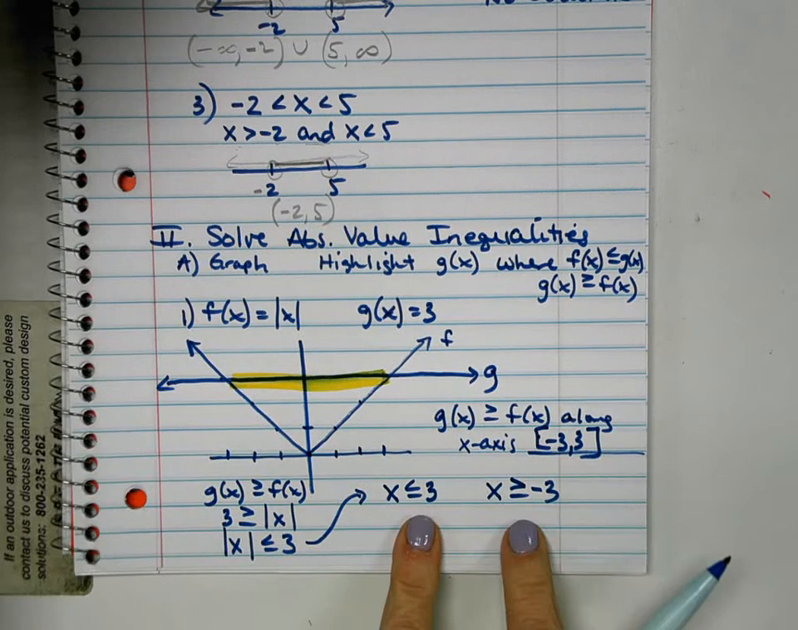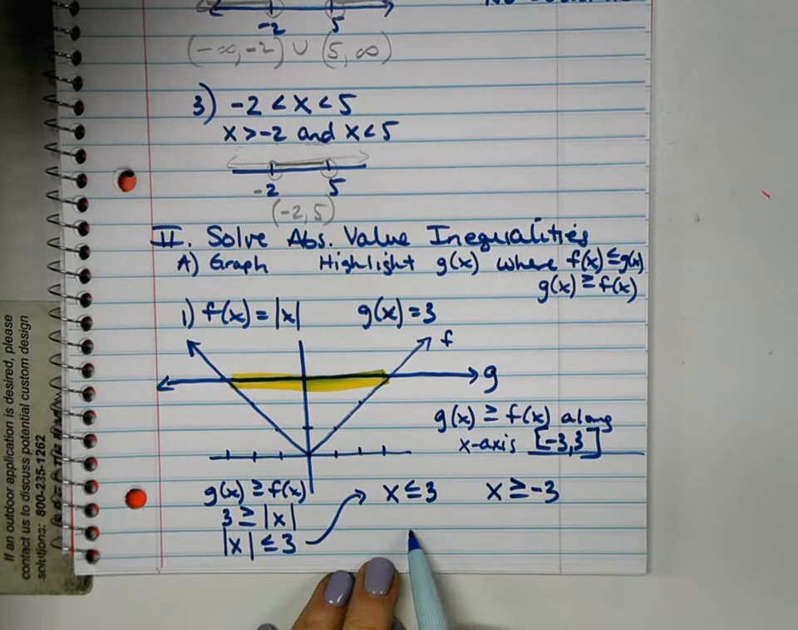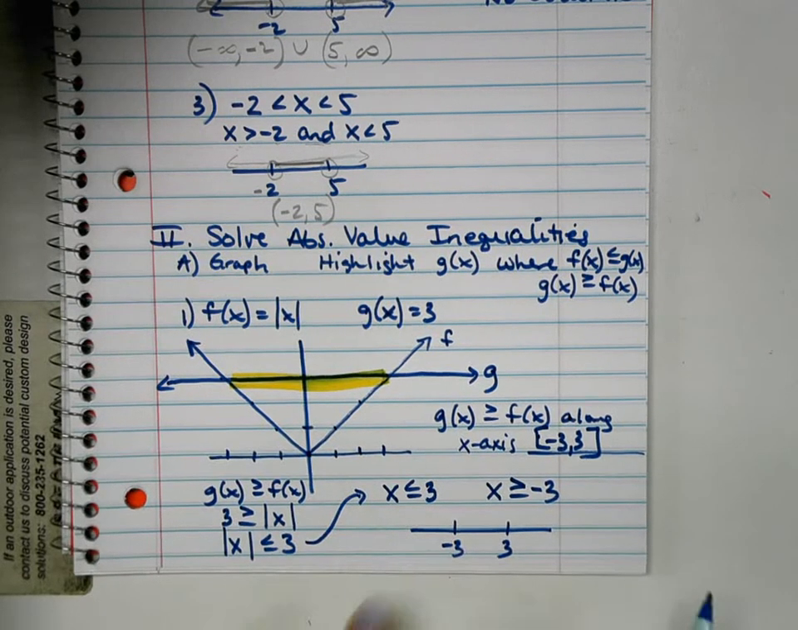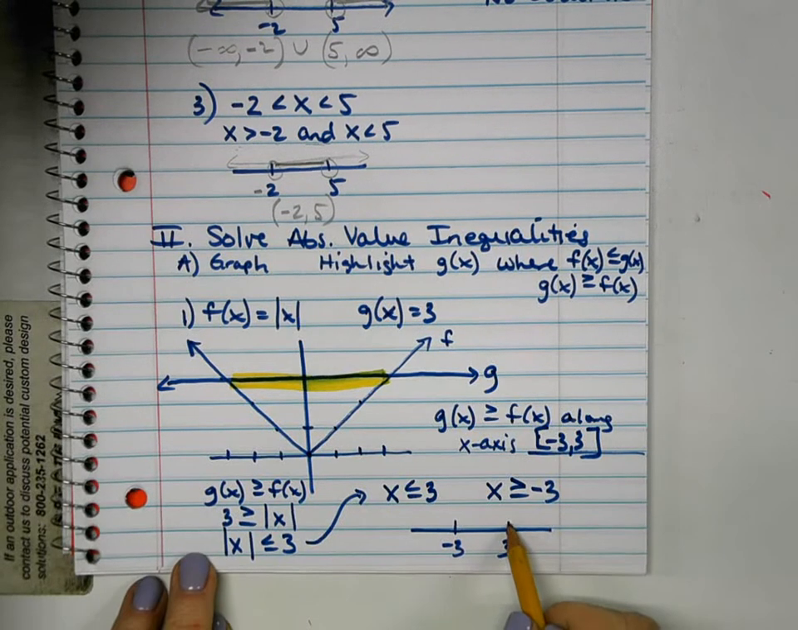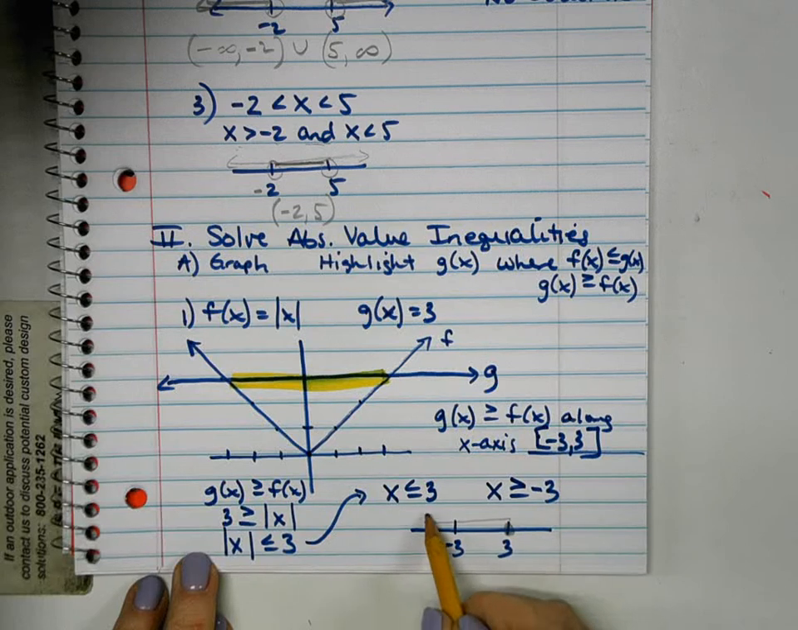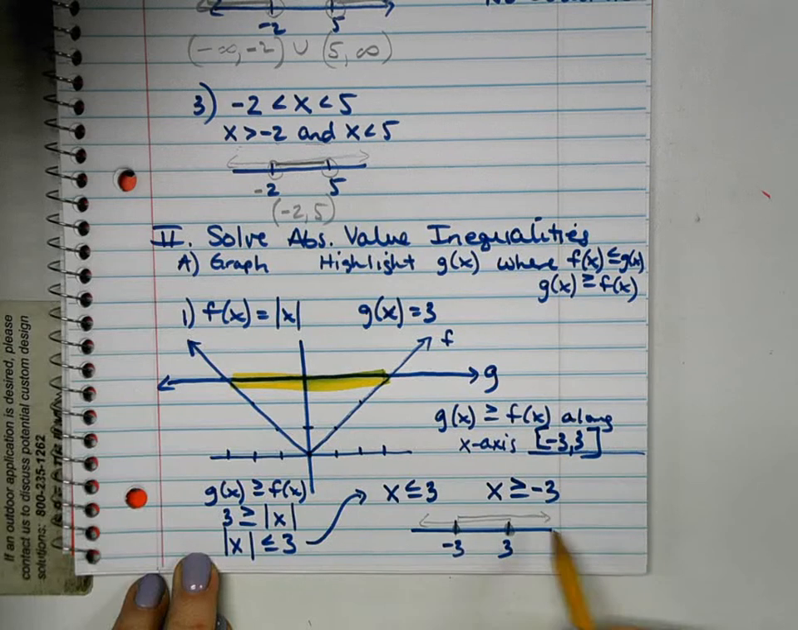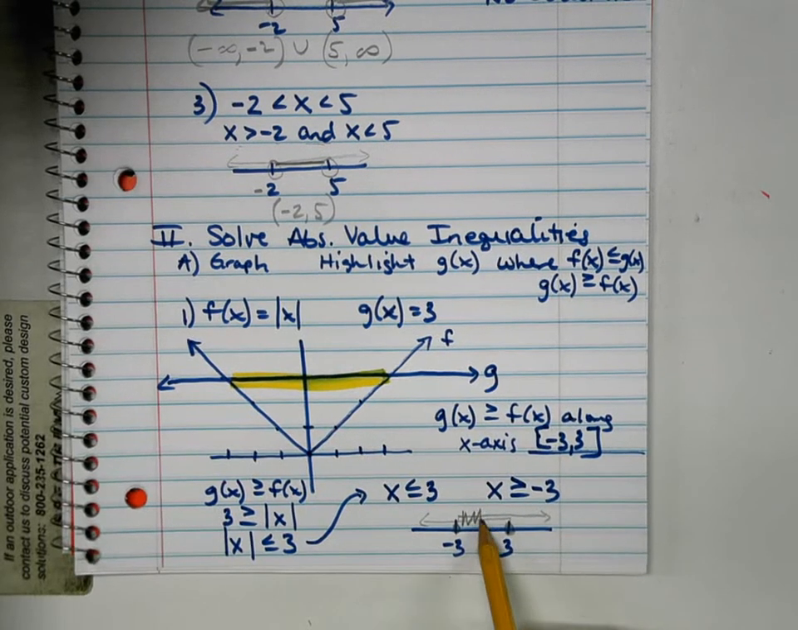It's between -3 and 3. If I graphed this on a number line, I would put -3 and 3 on the number line. X is less than -3, I would do really, really lightly. I'd put a solid dot in this case because it equals, but it would go this way. X is greater than -3, I would do really lightly. It would go this way. And then we want everything in between.